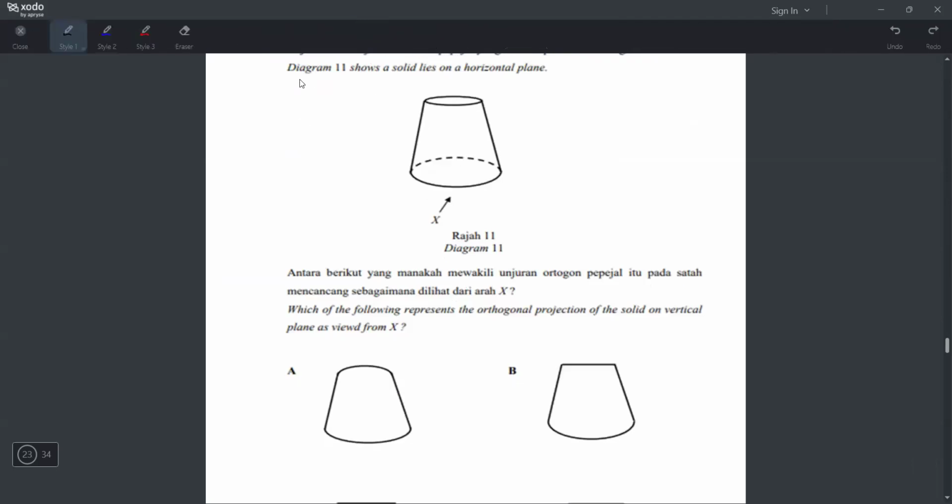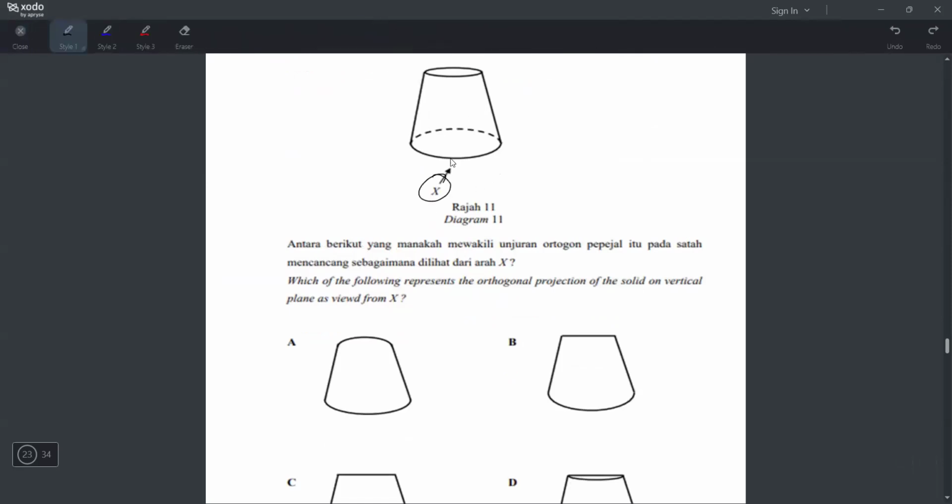Okay, 28. Diagram 11 shows a solid lies on a horizontal plane. So this is a solid and it lies on the horizontal plane. It means it's like a flat surface, like this thing I placed. So it looks like a cup, right? It looks like a cup, but an upside-down cup. Because a cup is usually like this, right? But it's upside down already. So if the cup is upside down, placed on the table, and you look from X, how does it look?